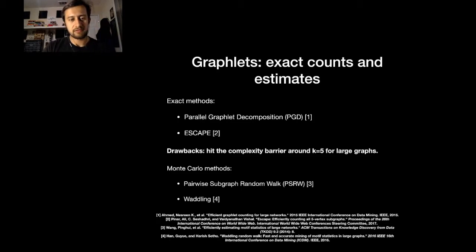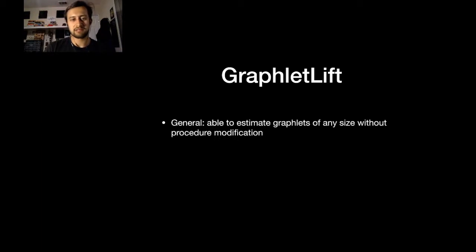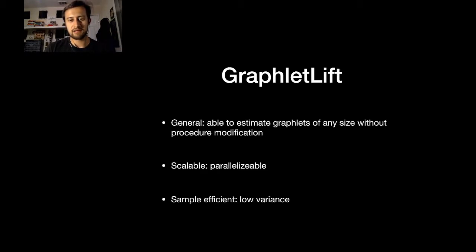Monte Carlo methods accordingly have been developed, which randomly sample and estimate the graphlet counts. Some of these methods are pairwise subgraph random walk and waddling. Our method belongs to the latter category. Our method is general. It is able to estimate graphlets of any size without procedure modification. It is parallelizable, and it has low variance.